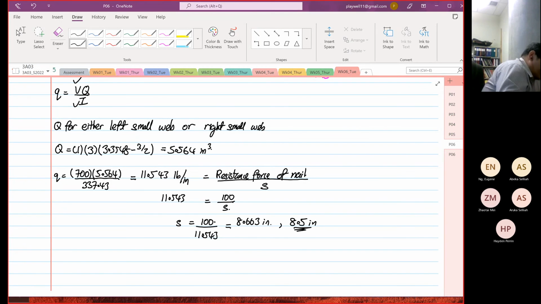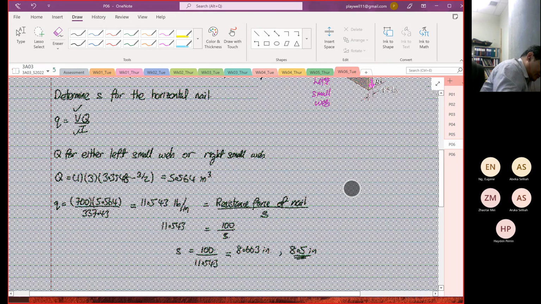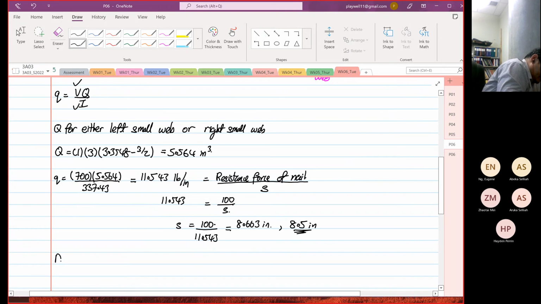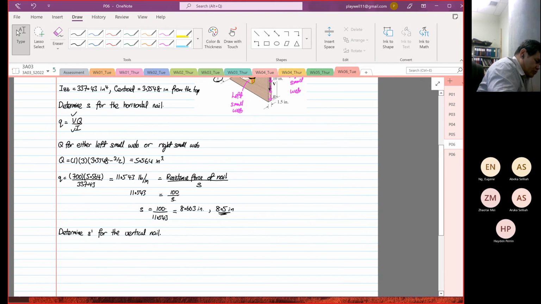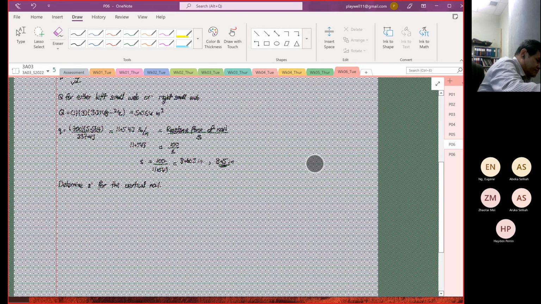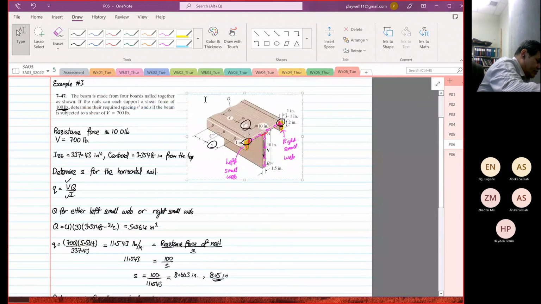Okay, so now this is for the horizontal nail. Next we're going to determine the S prime for the vertical nail. So for the vertical nail, I need to see the geometry.